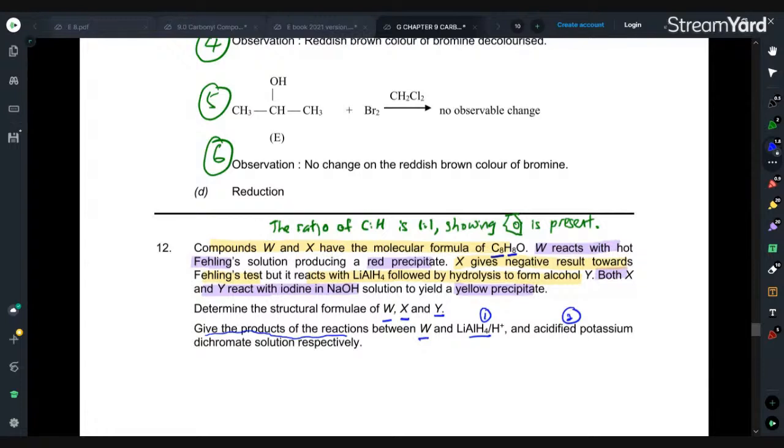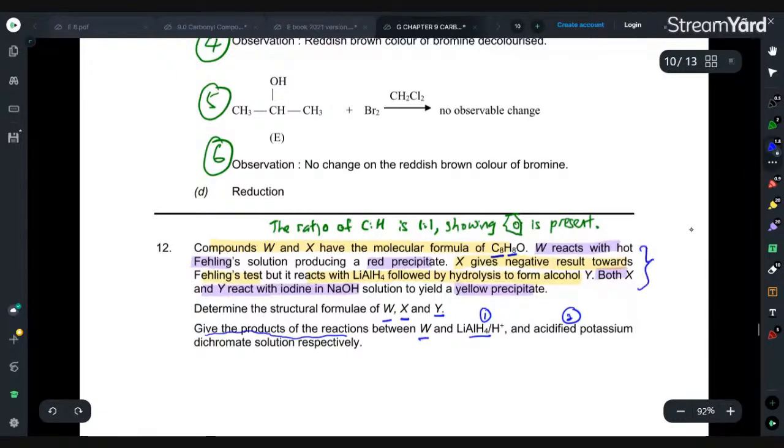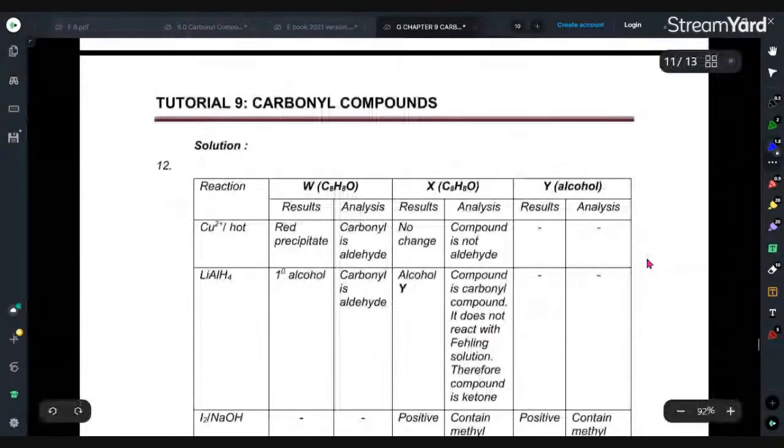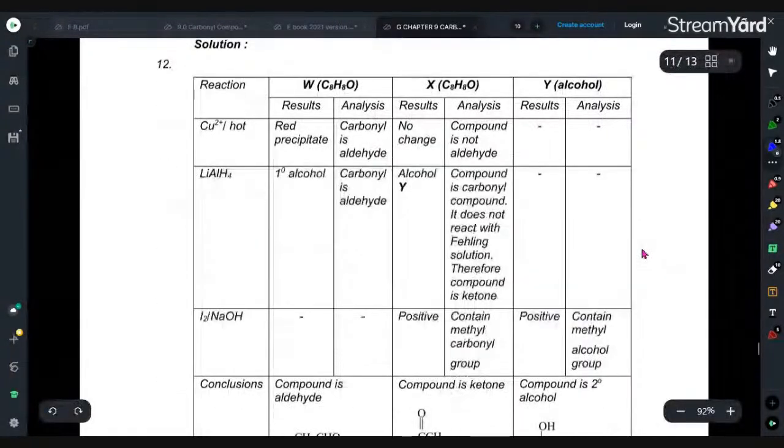Actually, while I explain this part, I will show the equation as well. When you write down the explanation and show the equation, you are trying to deduce the structure by giving a proper explanation. So let's check one by one. Red precipitate, showing that.